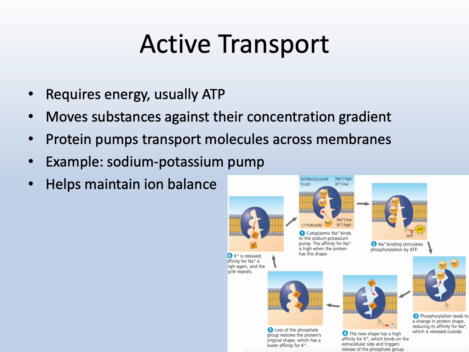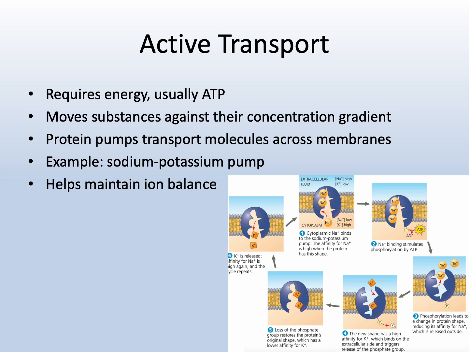Not all movement across the cell membrane is passive. Some substances need to be moved against their concentration gradient, from an area of low concentration to an area of high concentration. This is called active transport. Because this goes against the natural direction of movement, the cell must use energy, usually in the form of ATP.